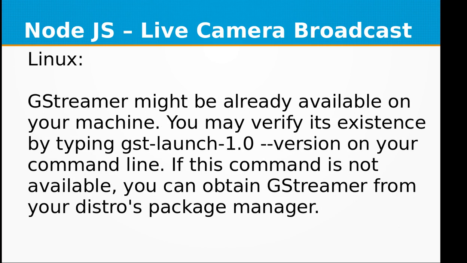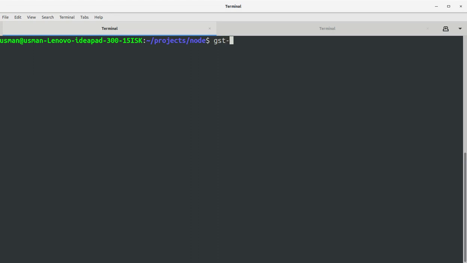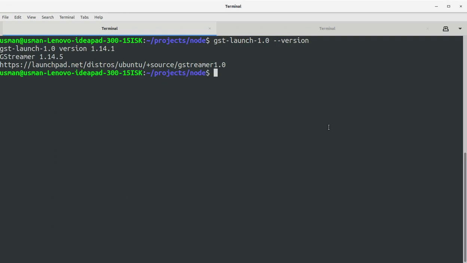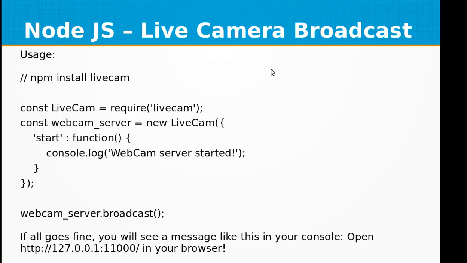On Linux, GStreamer might already be installed and available on your machine. You may verify its existence by typing in gst-launch-1.0 --version on your command line. If this command is not available, you can obtain GStreamer from your distro's package manager. So let's go to the command line and type in gst-launch-1.0 --version. I already have GStreamer installed on my machine, which is version 1.14.1.